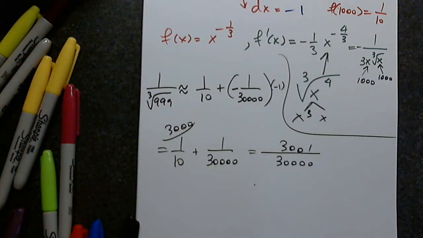Now let's see how close we are. I guarantee you we are very close. And we didn't even use the calculator. So 999 caret -1 divided by 3. And the other one is 3,001 divided by 30,000. Because dx is tiny.